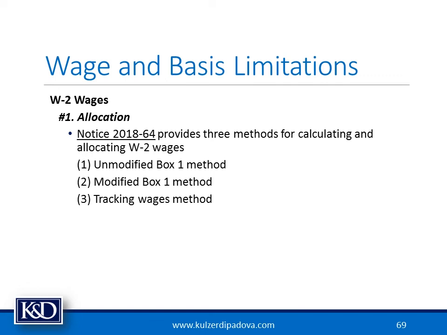There was a separate notice. So this is not the notice that gave us the proposed regulations. A separate notice, 2018-64, provides three methods for calculating and allocating W-2 wages. I'm not covering that. It's very detailed. It gets into real nitty-gritty stuff on which box of the W-2 you look at. So if you have a business where you're looking to allocate wages, please go read the notice and choose one of the three methods that it describes.